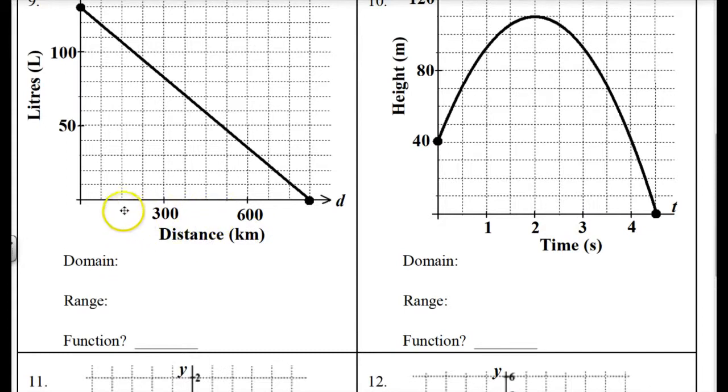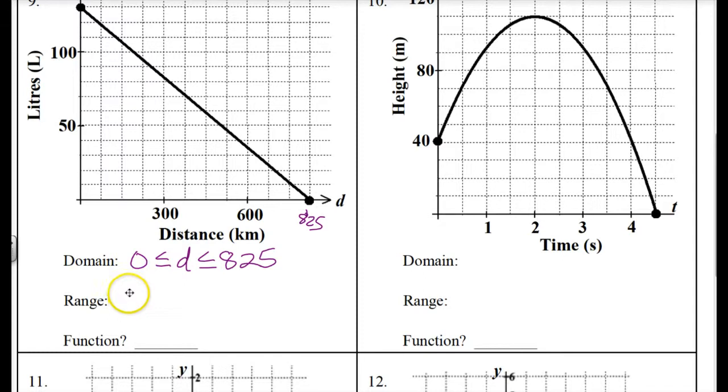Domain. So what's 1, 2, 3, 4? 300 divided by 4 is 75. So 6, 75, 750, 825 is what that is going to be. So our domain is distances from 0, and it's d is less than or equal to 825.